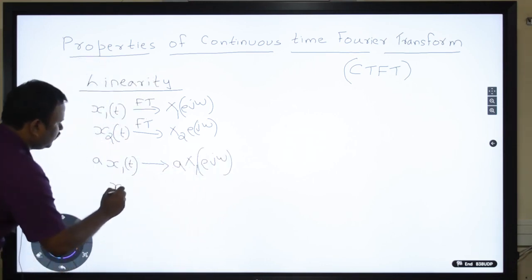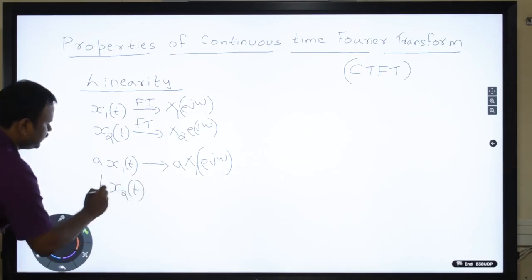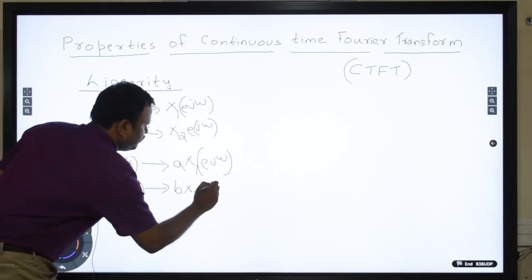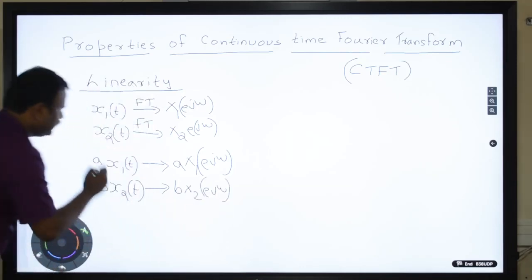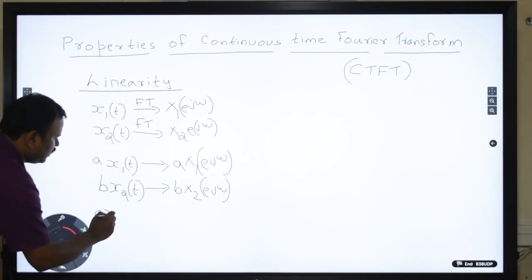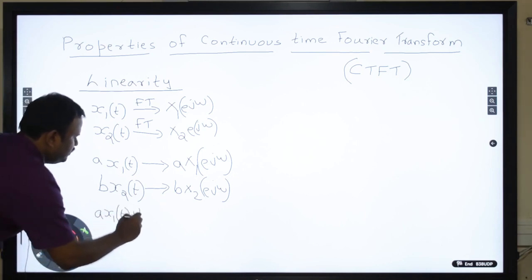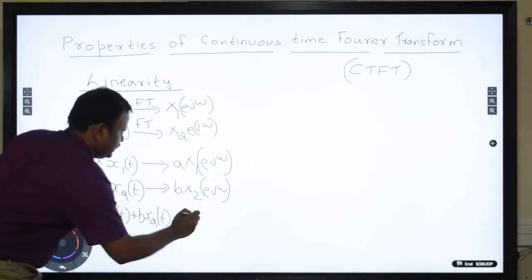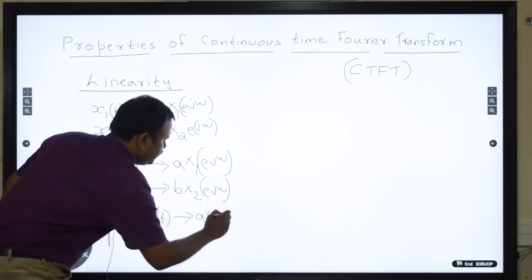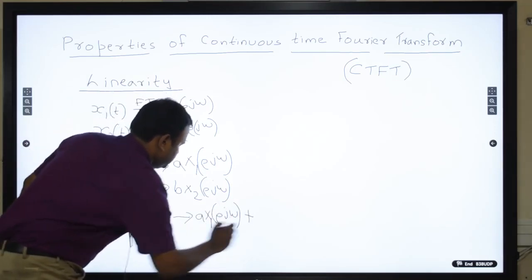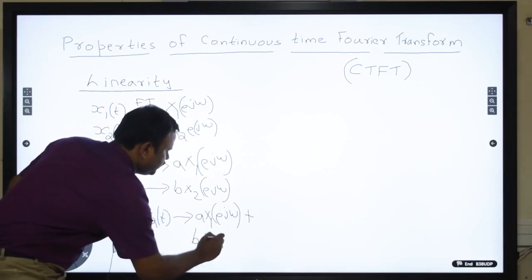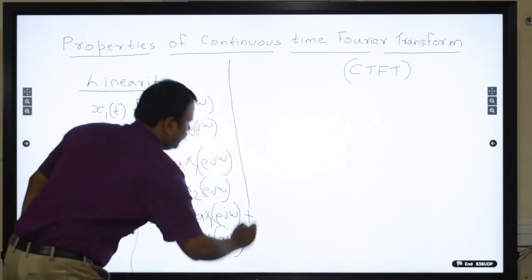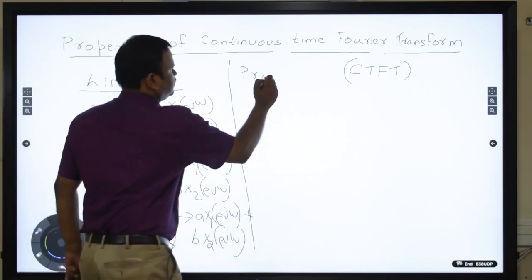Then again x2 of t is multiplied by b, another constant, which gives b X2 of e raised to j omega. Now, we are adding: the left hand side a x1 of t plus b x2 of t has Fourier transform a X1 of e power j omega plus b X2 of e power j omega. So, this is the statement. Now, we are coming to the proof of this statement.